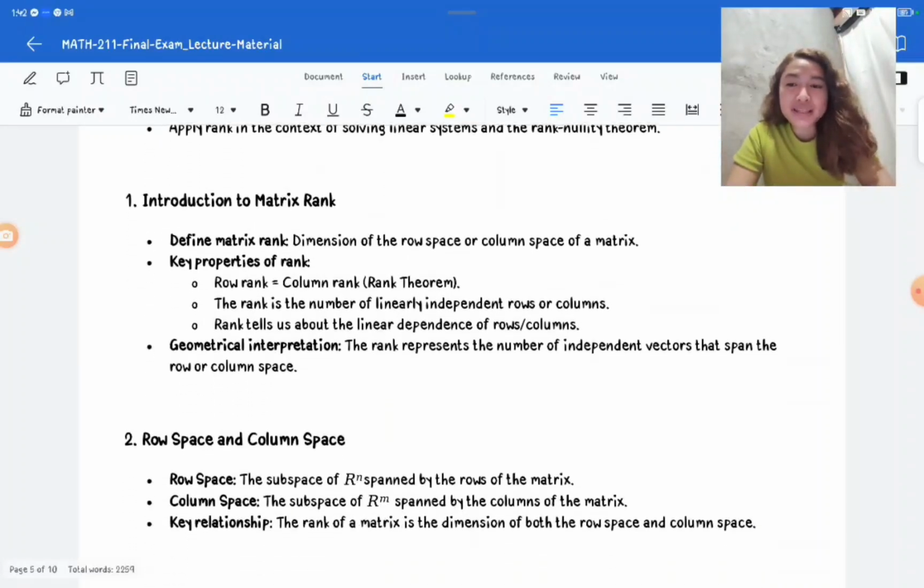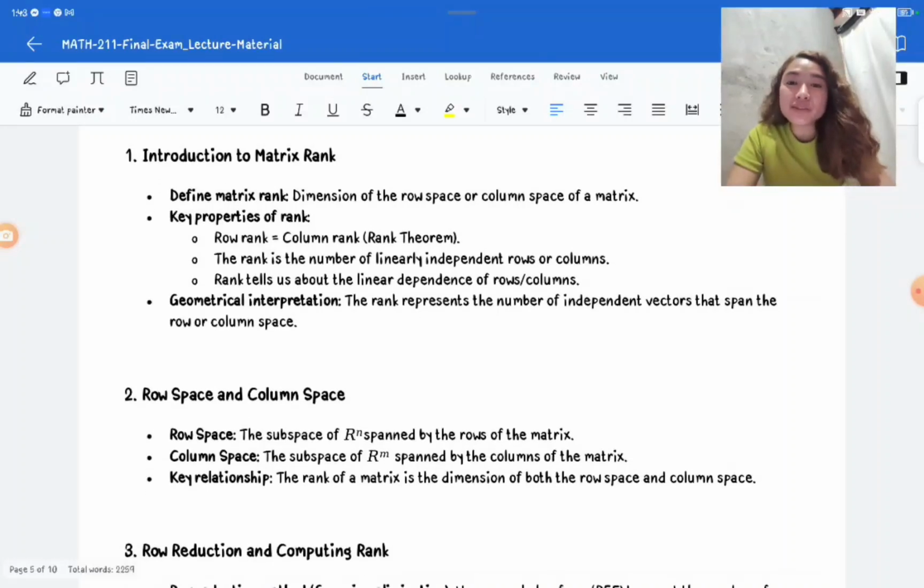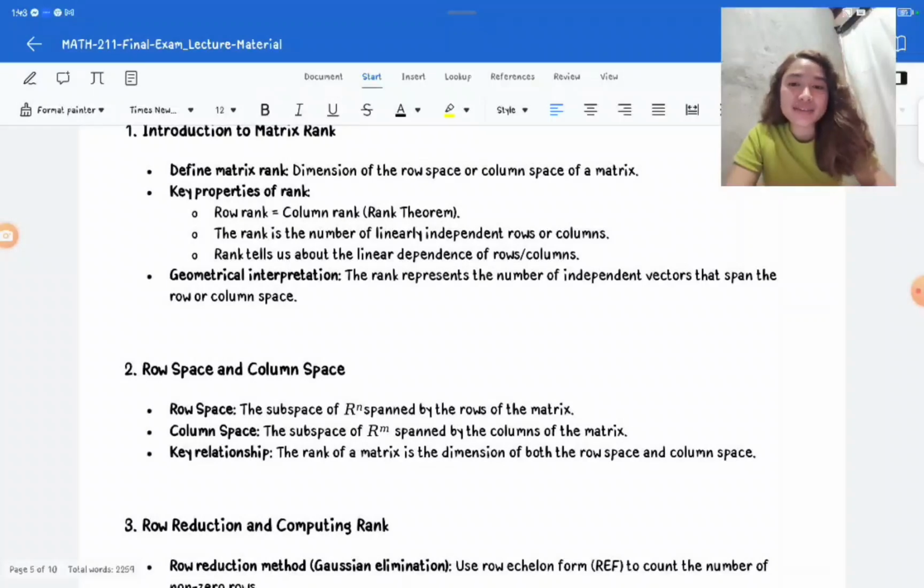So first, let us define matrix rank. It is the dimension of the row space or column space of a matrix. Next, we're going to look at the key properties of rank. We have row rank equals column rank, or the rank theorem. Next, the rank is the number of linearly independent rows or columns, and the rank tells us the linear dependence of rows and/or columns.